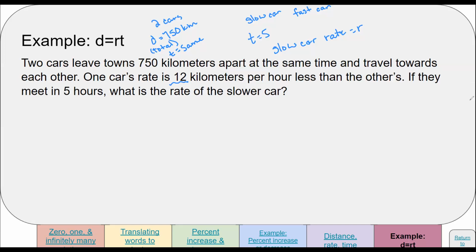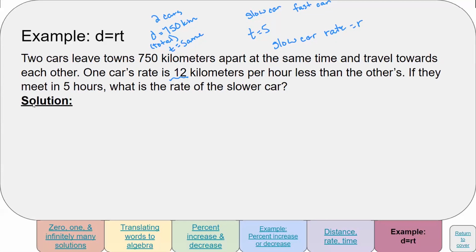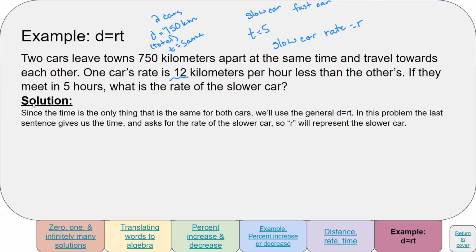All right, so then I've got some of the things already written out based on how I read the equation. How I would organize it for my problem is going to look like this. Since the only thing that's the same for both cars is the time, I don't know the distance of each one separately. I know a total distance, and I know how the rates combine with each other. I'm just going to use the general D equals RT, because the data I have is a total distance. So I kind of want that by itself.